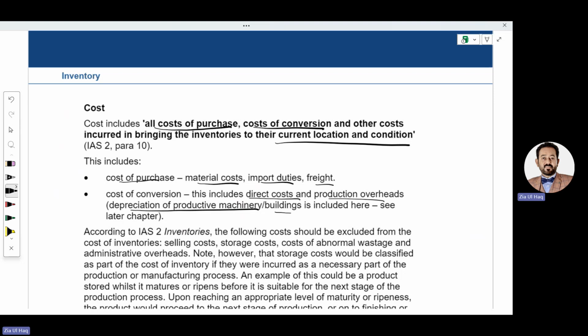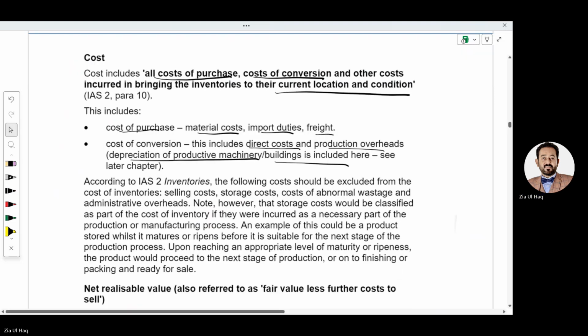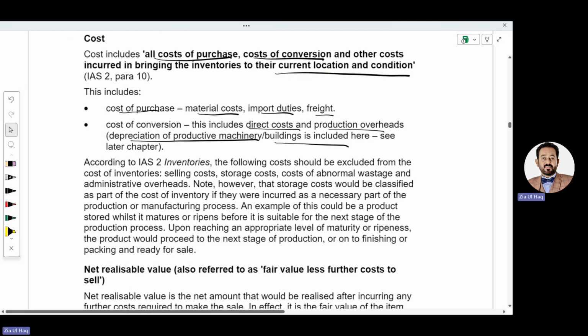Building that you are using in production, its depreciation is also included in cost of production. And according to IAS 2 Inventories, the following costs should be excluded from the cost of inventory, meaning which costs should not be part of inventory cost. Very important. Selling cost should not be part of inventory cost. Selling cost like advertisement. Storage cost, where you have stored your inventory, that should not be part of inventory cost.